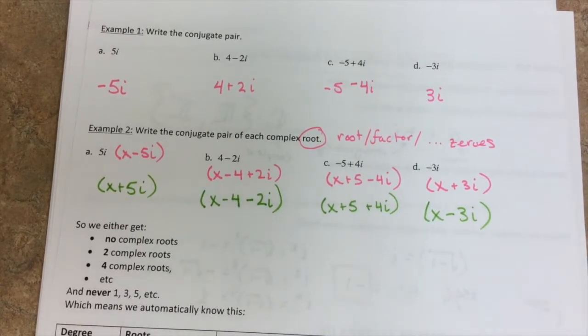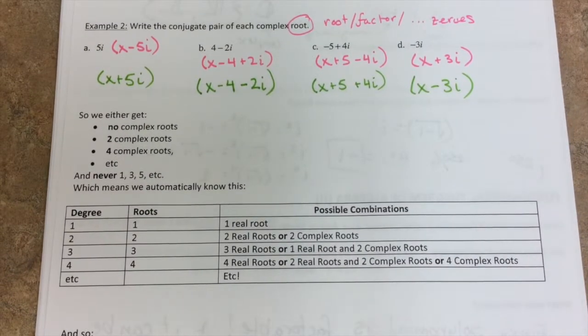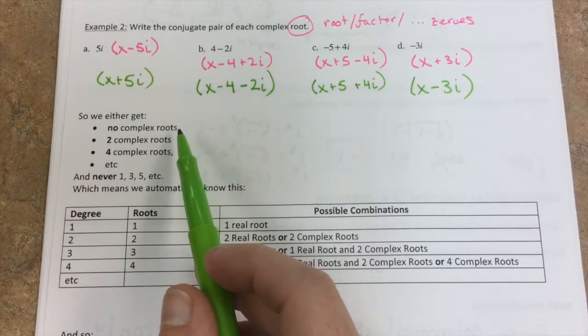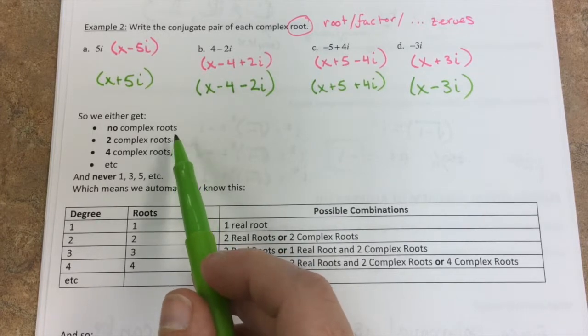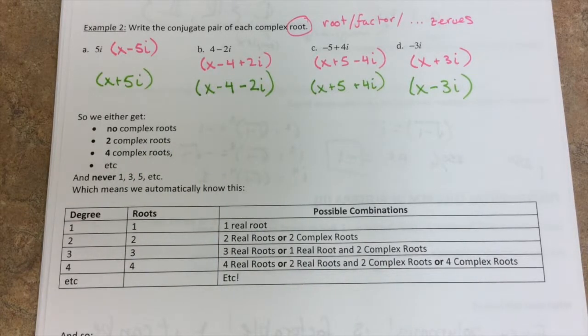So this is writing complex roots out. So we either get no complex roots, or 2 complex roots, or 4 complex roots, etc. We always have an even number of complex roots in a polynomial. Why is that? Because complex roots always come in pairs. So you will never have one i, or 3 things that have i in it, or 5 things that would have i in it. So we always have pairs of complex roots.